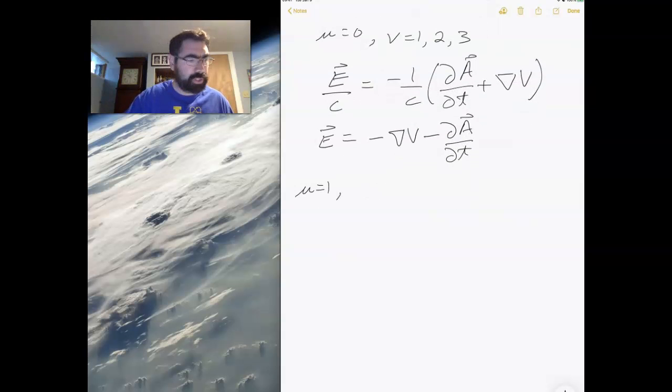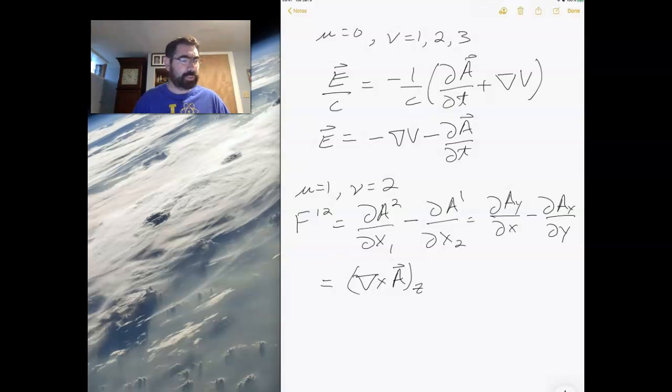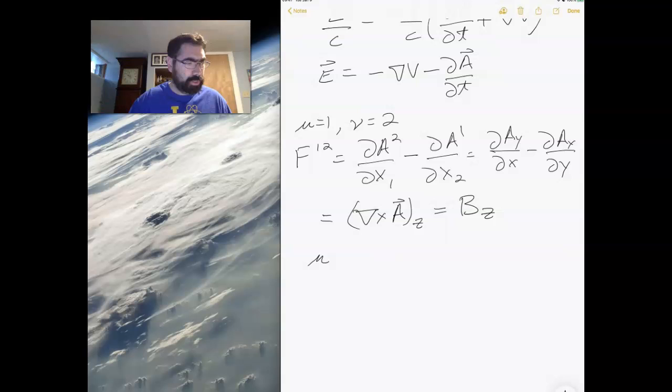Okay, so next we can look at some other indices. If I look at mu equal to 1, nu equal to 2, I would get F12, which is the derivative of A2 by x1 minus the derivative of A1 by x2, which is the derivative Ay dx minus the derivative Ax dy, which, if I look at this, is the curl of the potential A, the z component of that, which, if I look back in the matrix for what F12 is, is the z component of my magnetic field.